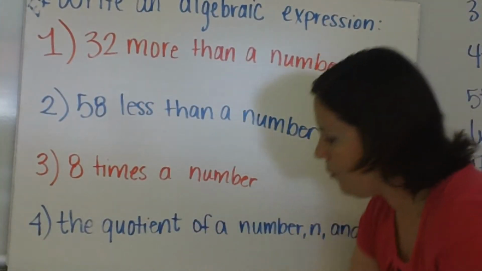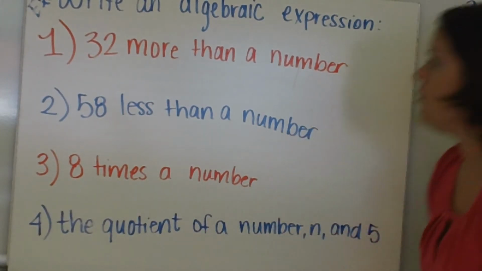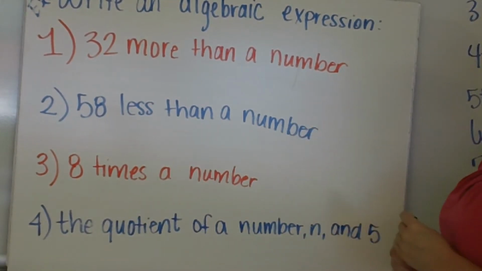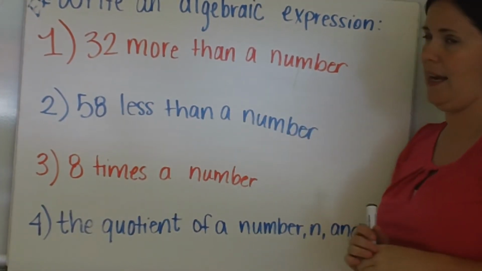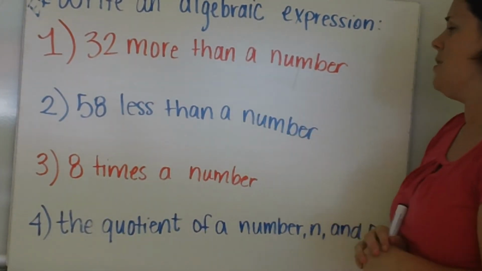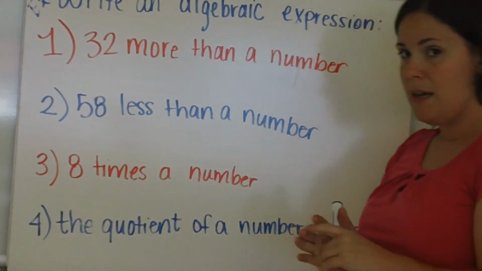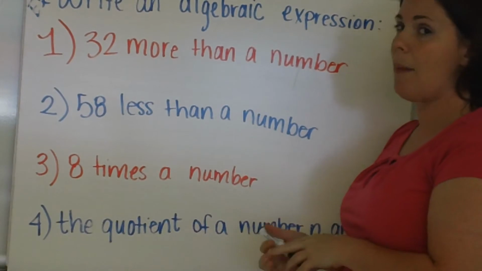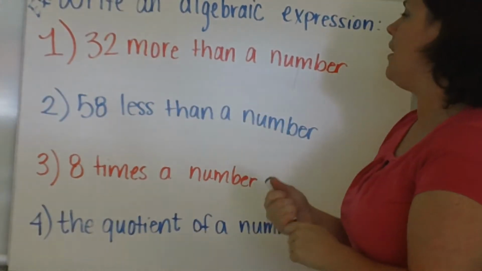Okay, so we have a couple of examples here, and this one is just writing algebraic expressions. Our first one is 32 more than a number. This time I didn't specify what a number represents, so I'm going to represent it with an X. If it doesn't tell me what it is, then I'm always going to assume that it is an X. So 32 more than a number.